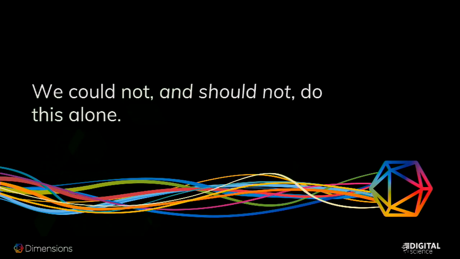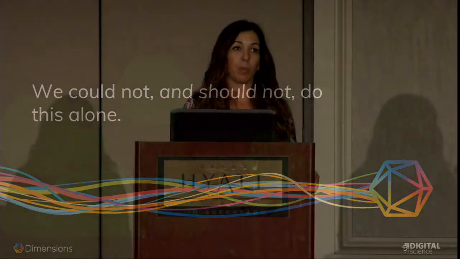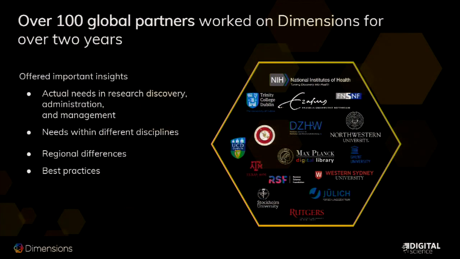And another very important principle for Digital Science is that we did not want to do this by ourselves. This was not just a strictly commercial undertaking. One of the values of the company, and one of the reasons that I joined, is that they're very concerned with and responsive to the community's needs. So to accomplish all of this and come up with a product that was really responsive to everyone's needs, we enlisted over 100 global partners to work on Dimensions. These included funding agencies like the NIH, universities, and research institutions that are separate from universities.